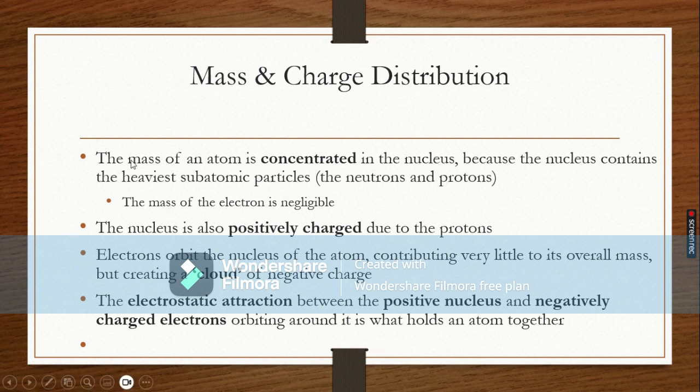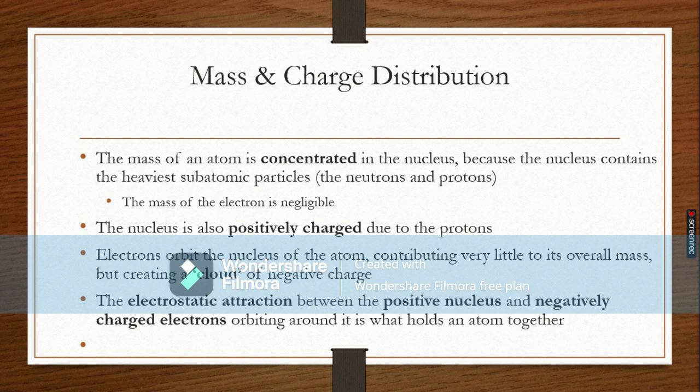The nucleus is also positively charged due to the protons. It has an overall positive charge. Why? Because the nucleus contains protons and neutrons. Protons are positive and the neutrons are neutral in charge. Neutral means they have zero charge, no charge. So this means overall the nucleus has a positive charge.